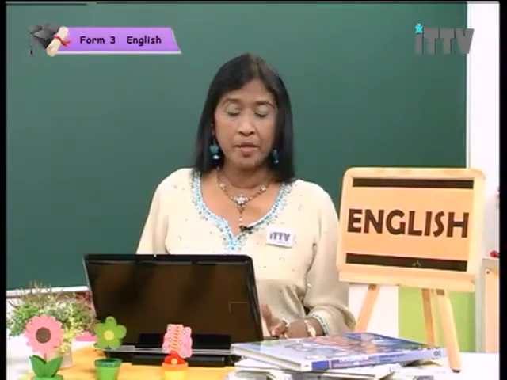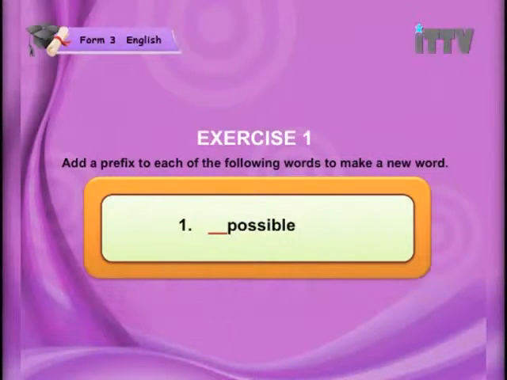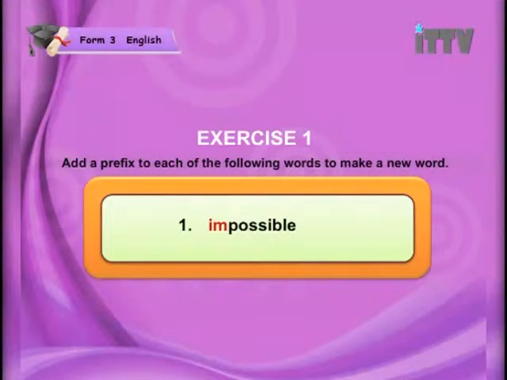Now, students, let's look at exercise 1. Add a prefix to each of the following words to make a new word. Now, number 1, the word is possible. So what prefix are you going to add? Think. Answer, impossible. Good. Next, number 2, lucky. What's the prefix? Answer, unlucky. Opposite.